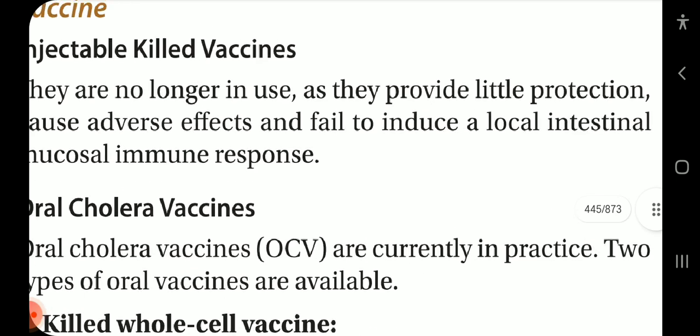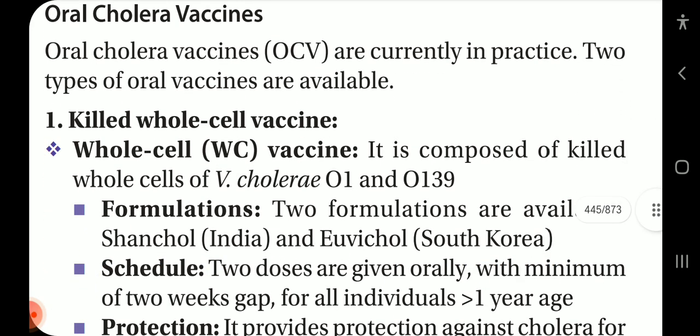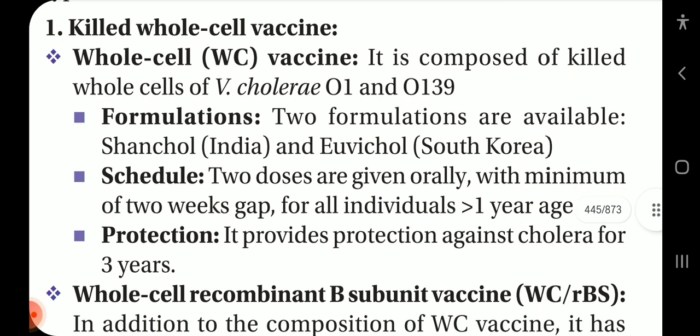Vaccine. Injectable killed vaccines are no longer in use as they provide little protection, cause adverse effects, and fail to induce a local intestinal or mucosal immune response. Oral cholera vaccine (OCV) is currently in practice. Two types of oral vaccines are available. First, the killed whole cell vaccine.